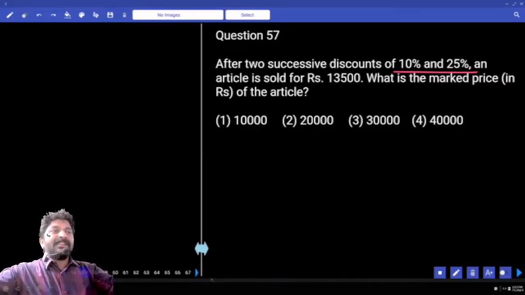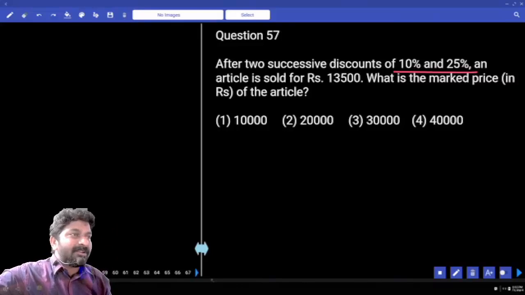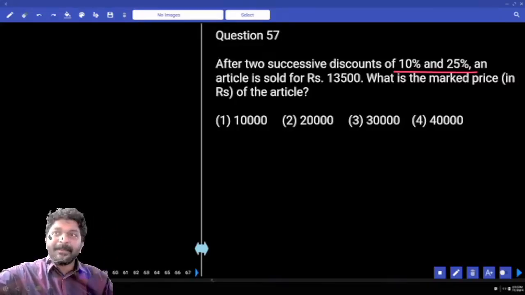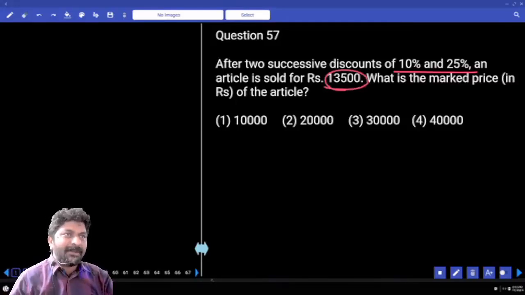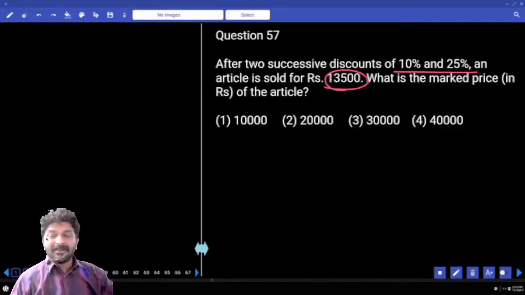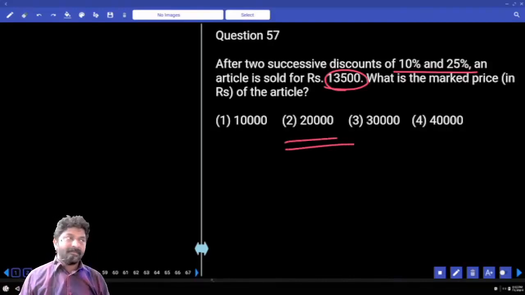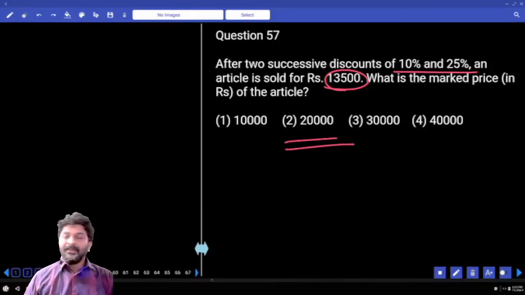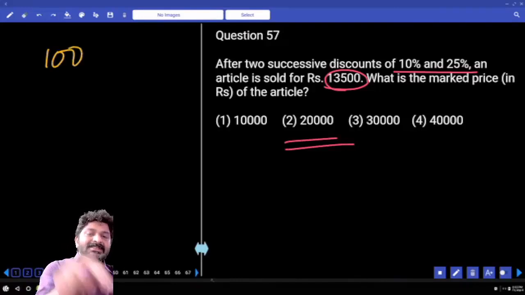If the first discount is 10 and the second discount is 25, overall approximately it would be 35% only. Then we were charging 65% only. If 65% is equal to this much, it is exactly double, right? Come on. Then 100% must be nearby 200. Two more zeros should be there. So the answer must be nearby 20,000. Look at your options.